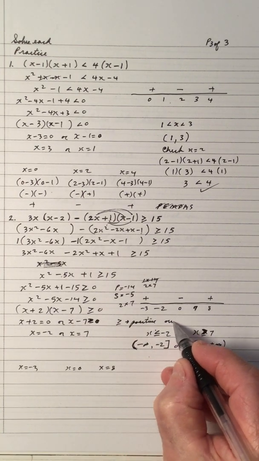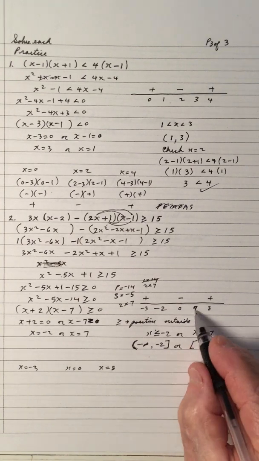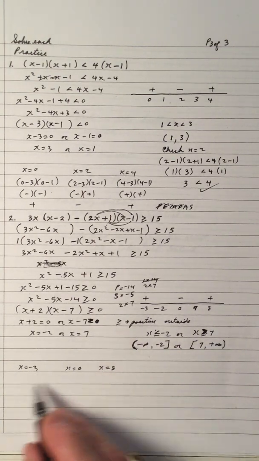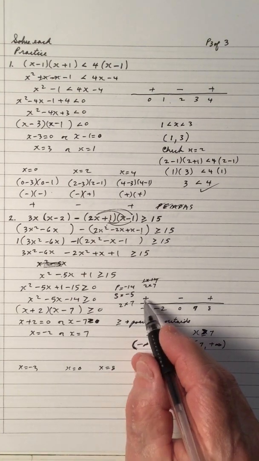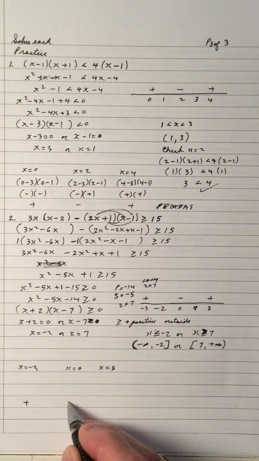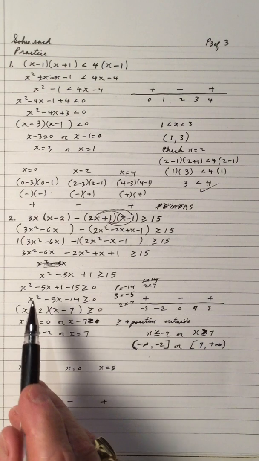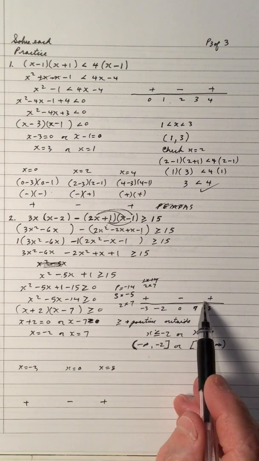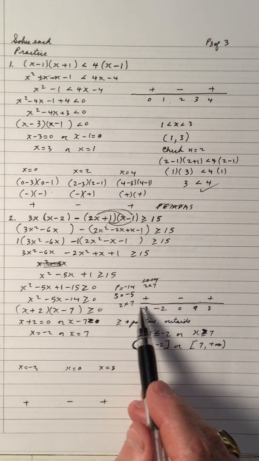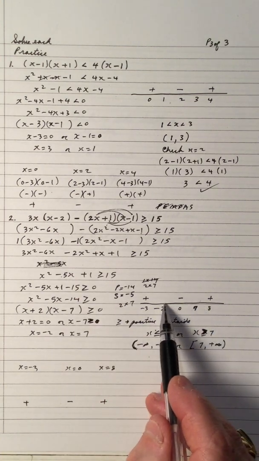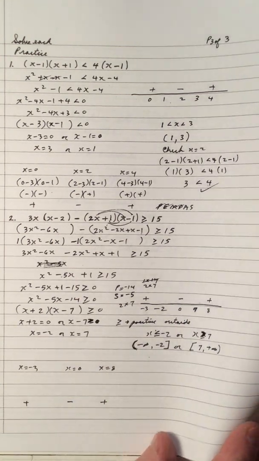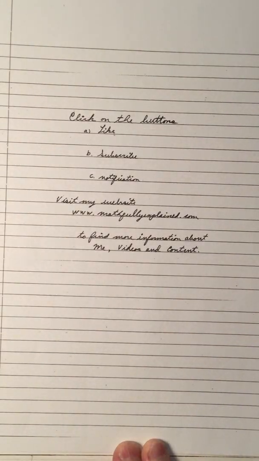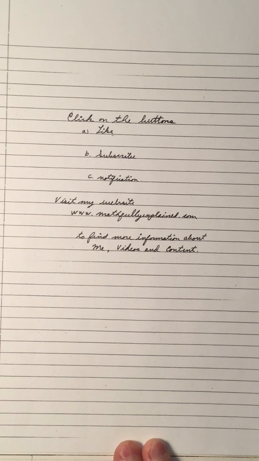That means you have the outside, which is greater than or equal to 7, and less than or equal to negative 2. You can try these numbers, be my guest, to see that you get a plus for this one, a minus for this one, and a plus for this one. Always, when you have a positive coefficient in front of the x squared, greater than is on the outside of these two. And if you had a less than, it would be between these two. Try it. See if I'm right. Check it out. And that brings us to the end of solving quadratic inequalities.